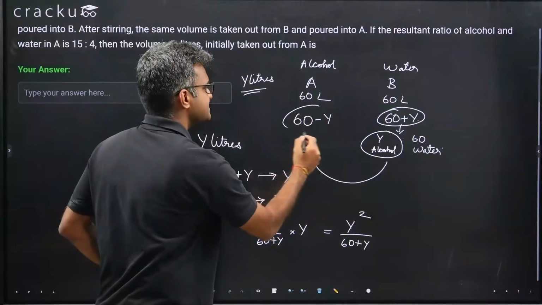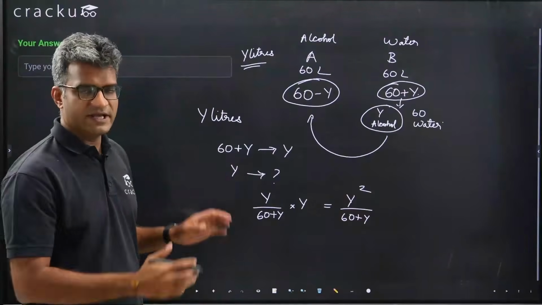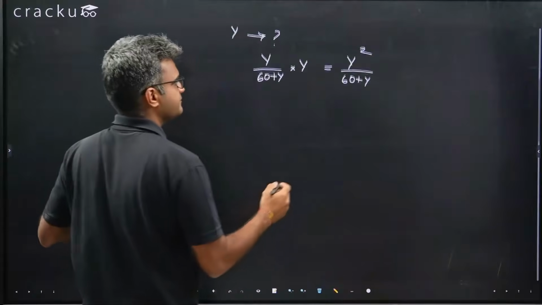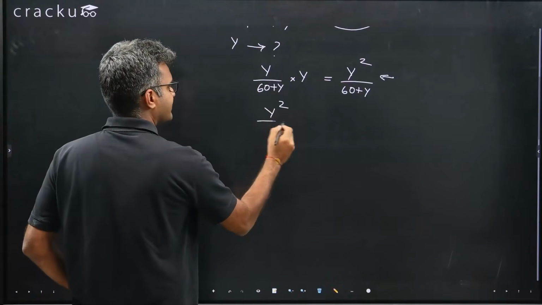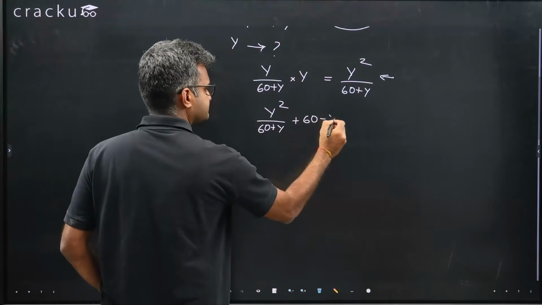Now A has 60 minus Y alcohol at the start. So the total amount of alcohol in A after we bring a second batch in would be this Y square divided by 60 plus Y, plus 60 minus Y.